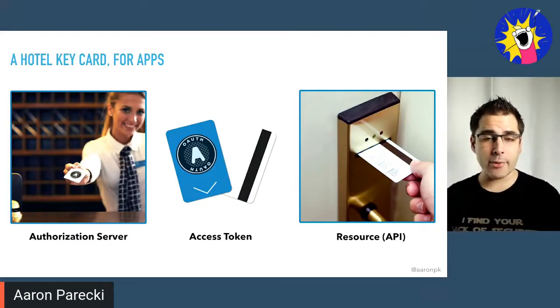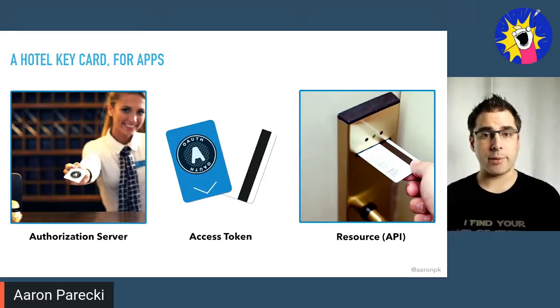So the door doesn't even care about who you are. The door just cares about whether this key card has access. So in OAuth terms, the person at the front desk is the authorization server, the key card is the access token, and the door is the API.